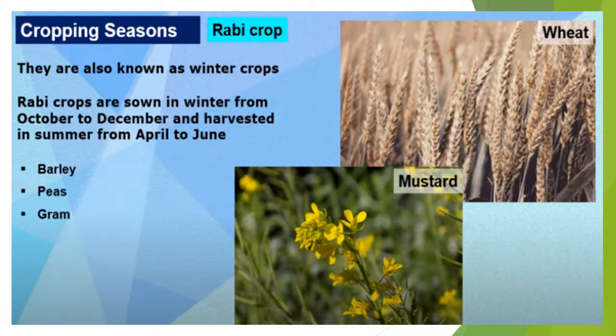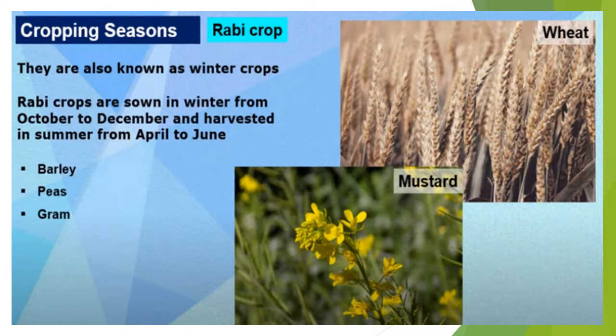Here come Rabi crops. As I told you, Rabi crop is nothing but winter crop because they grow in winter season. So Rabi crops are sown in winter from October to December and harvested in summer from April to June. Some of the important Rabi crops are, the major one is wheat and the second one is mustard. They use mustard oil there, that's why they grow mustard seeds primarily, and then wheat. The remaining are barley, peas and gram. These crops are grown in large parts of India.